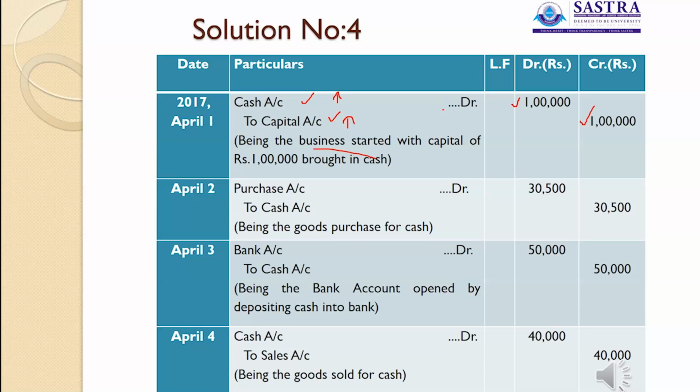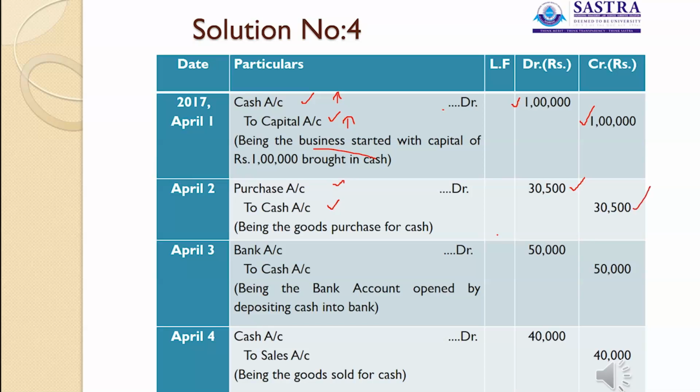The next one is April 2nd, bought goods for cash. So purchase account debit to cash account. Purchase account debit rupees 30,500 to cash account rupees 30,500. Narration for this transaction is being the goods purchased for cash.